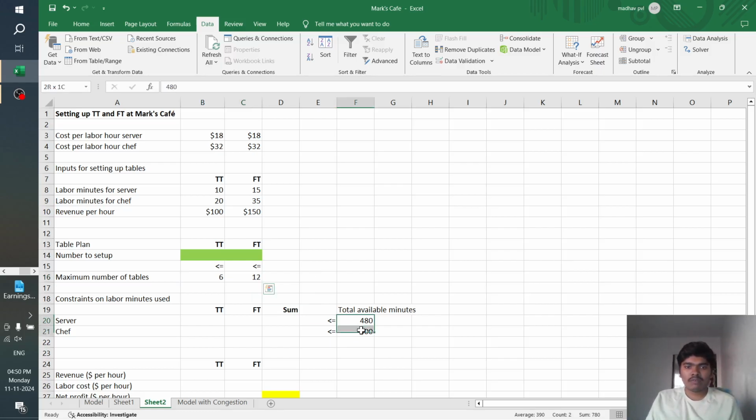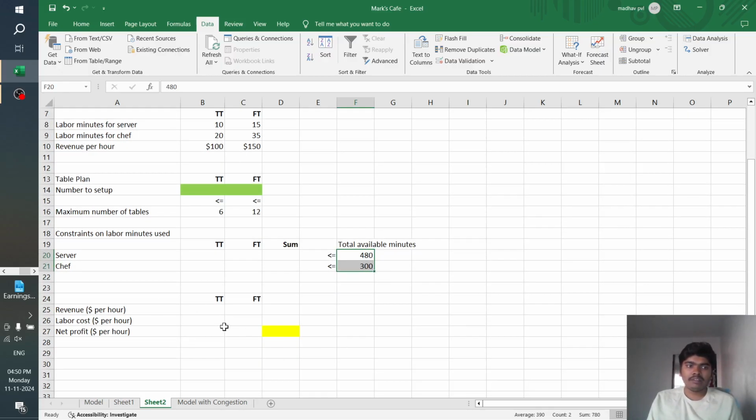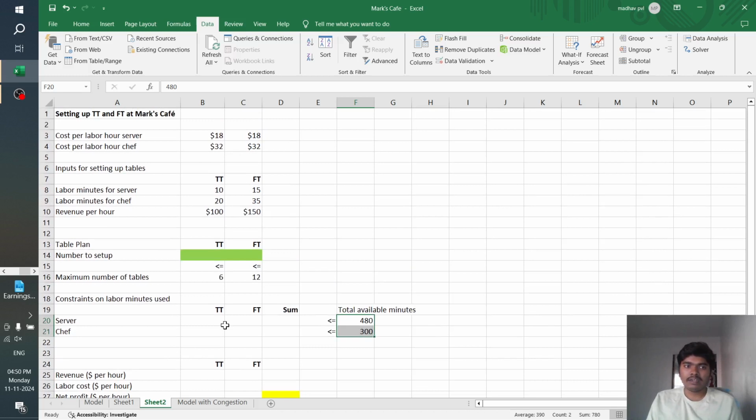We also have another constraint, which gives the total number of available hours for server and chef. We need to consider this in our mind, and then we can start calculating. I have marked this in green because we need to find the number of tables with the help of the solver, which we will do at the last.